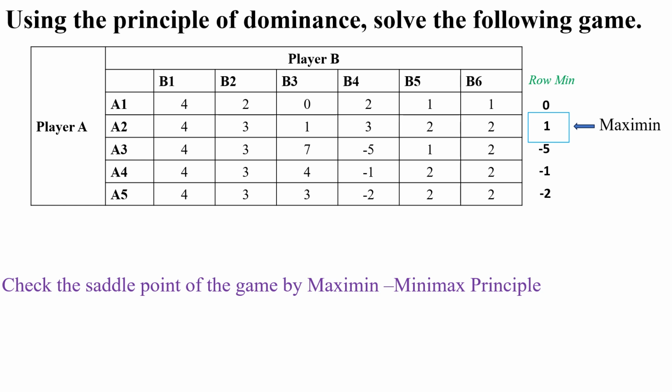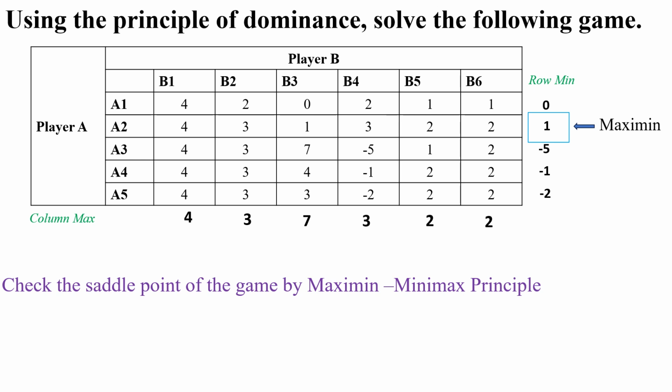Similarly, next we have to determine the minimax value. For this, first we have to identify the maximum value for each column. For the first column, the maximum value is 4. In the second column, the maximum value is 3. Third column, the maximum value is 7. Fourth column, the maximum value is 3. Fifth column, the maximum value is 2. For the sixth column, the maximum value is 2.